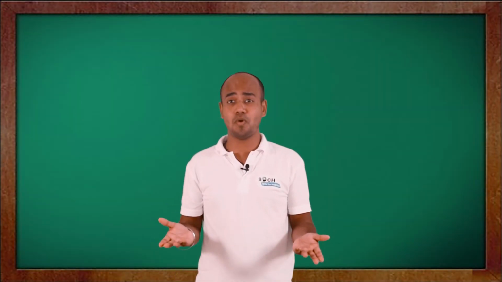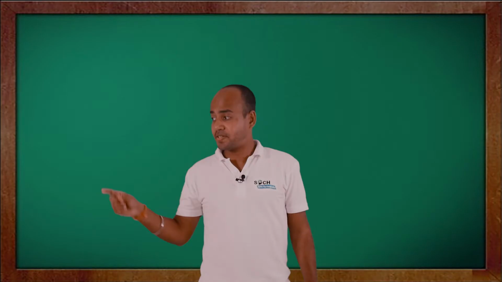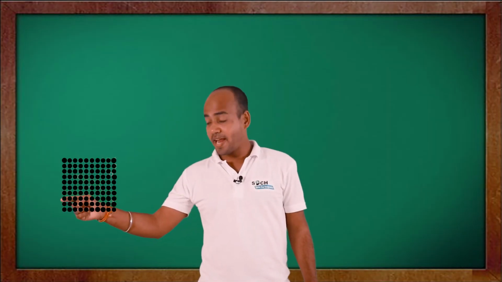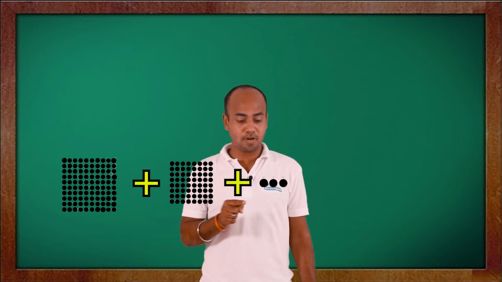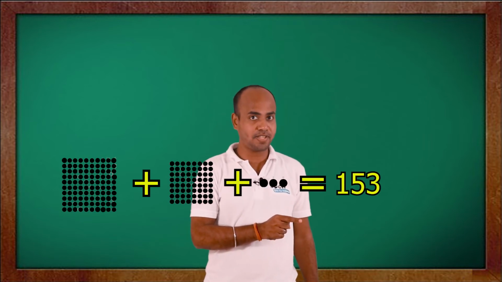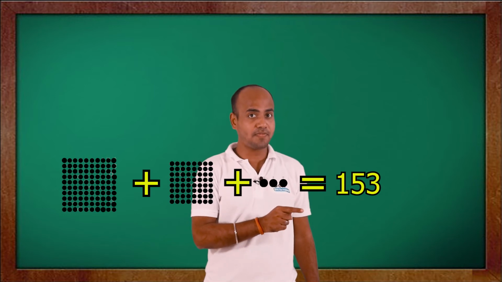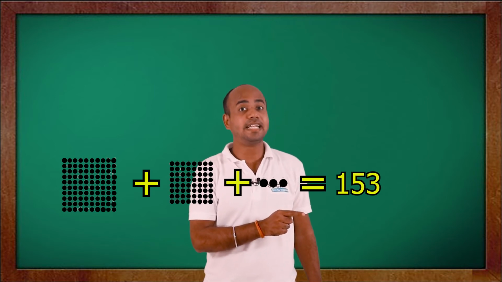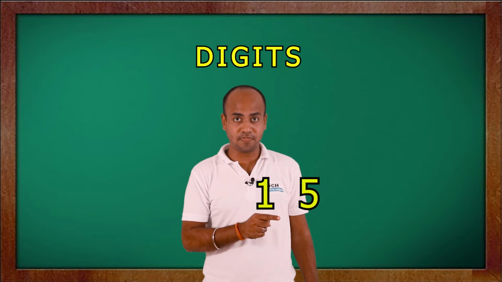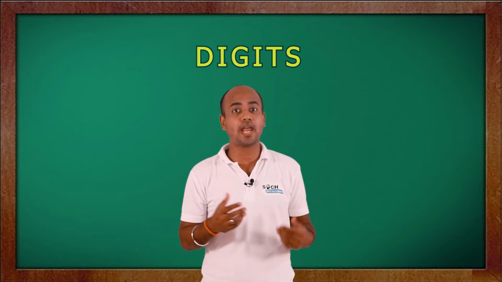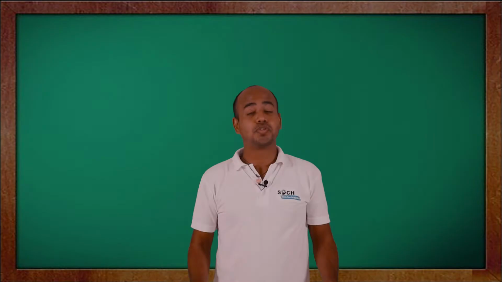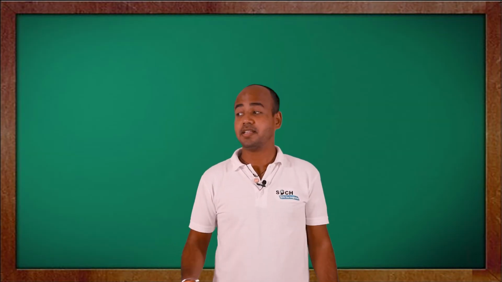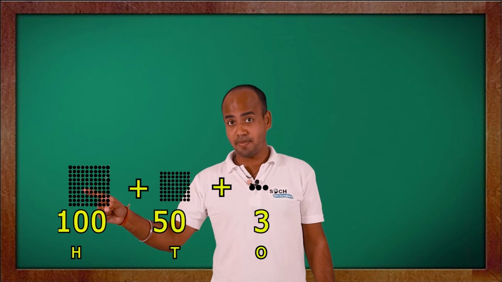Let's elaborate it more with a beautiful example. Say there are 100 marbles, I add 50 marbles and I add 3 marbles. The total number of marbles are 153. Now this 153 are known as digits, whereas this 153 in totality is known as numeral, and this idea is known as number. So now you can see, my dear friends, there are 100 marbles.